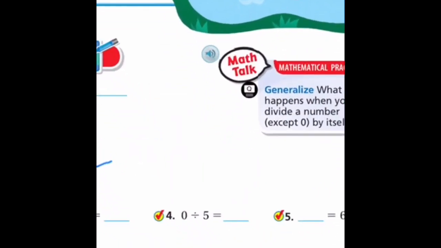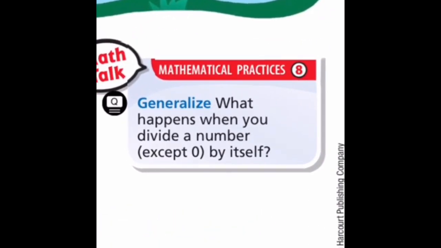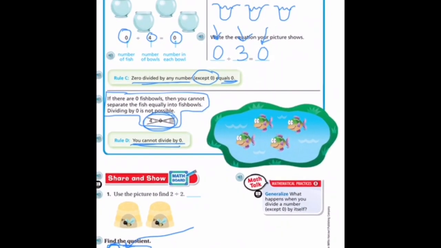One last thing before you go and work on your own. What happens when you divide a number by itself? 4 divided by 4. 4 fish divided equally into 4 fish bowls means we get 1 in each bowl. All right, that's going to do it for me today, boys and girls. Please complete, share, and show. And when you're finished, please bring it to me so I can check it.